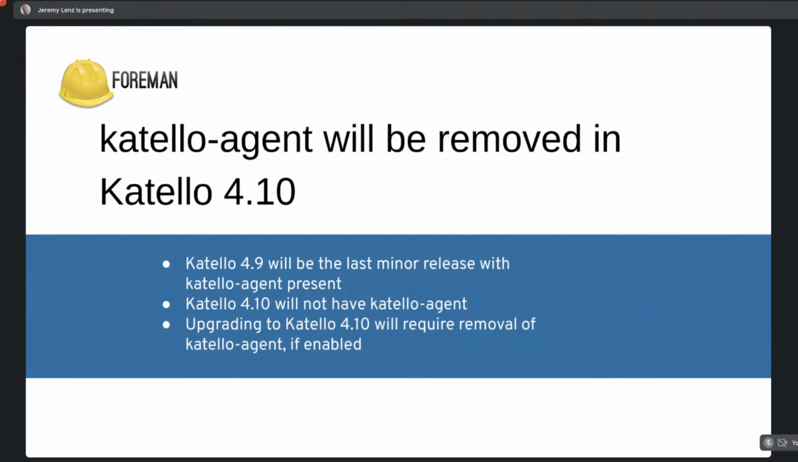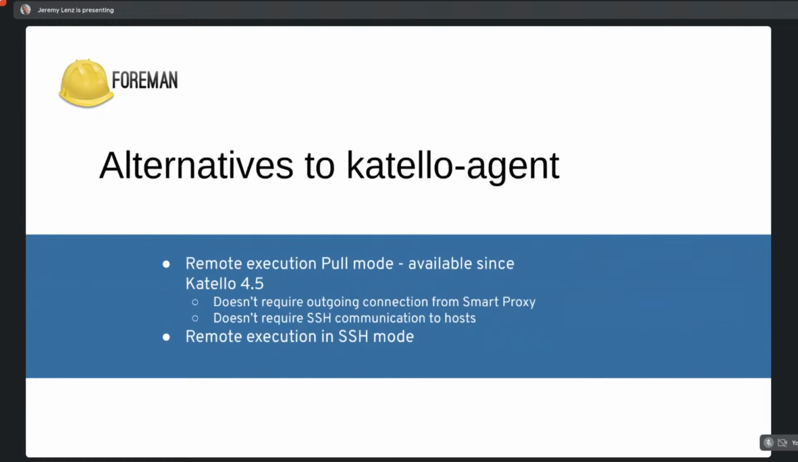As far as alternatives to katello-agent, remote execution is the way forward here. As we know, remote execution has 2 different modes. The pull mode is the one that's most like what katello-agent does, because it doesn't require any SSH communication to the hosts. You don't have to put SSH keys on your hosts, and it doesn't require any outgoing connection from your Smart Proxy to the hosts.